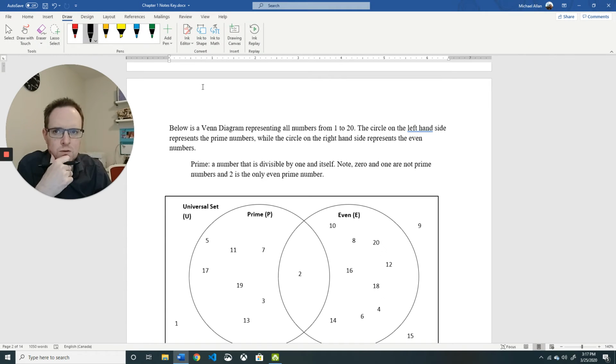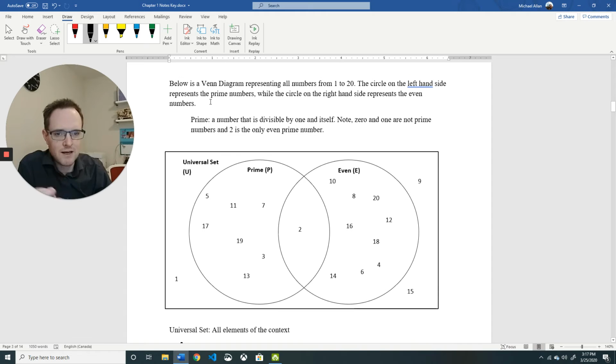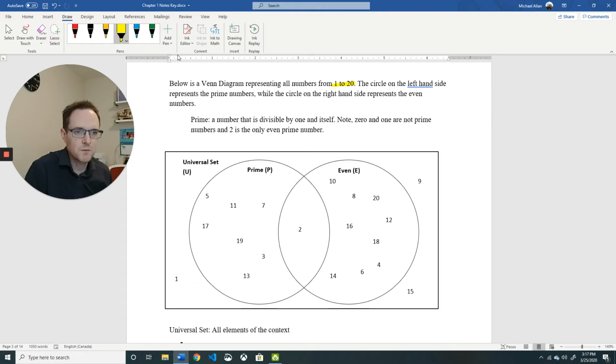There we go. So here we have a couple of sets. We have a big set of all the numbers between 1 and 20. Okay? Some of these numbers are even. Some of these numbers are prime. That's what we're looking at. We're looking at two sets of even and prime. And some numbers are just not even or prime, so we kind of sit them on the outside over here.